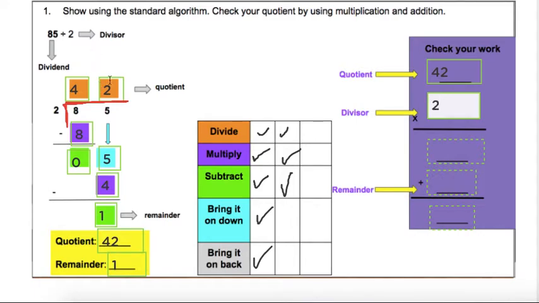If you said 2, you're absolutely correct. 42 times 2. If you need to, pause the video. I want to hear all of my friends tell me what is 42 times 2. If you got 84, you're absolutely correct. Plus our remainder of 1, 84 plus 1, what did you get? Good, 85. Let's go ahead and do another problem.